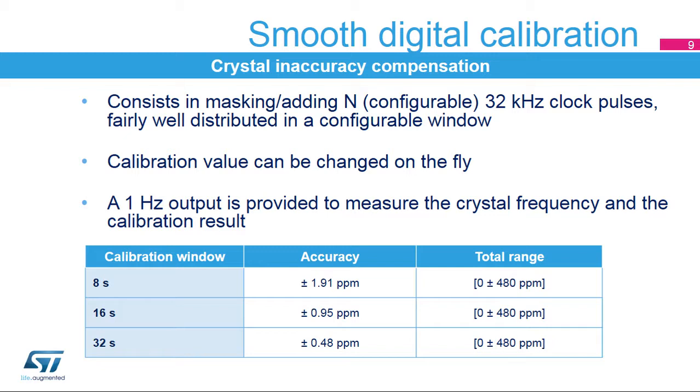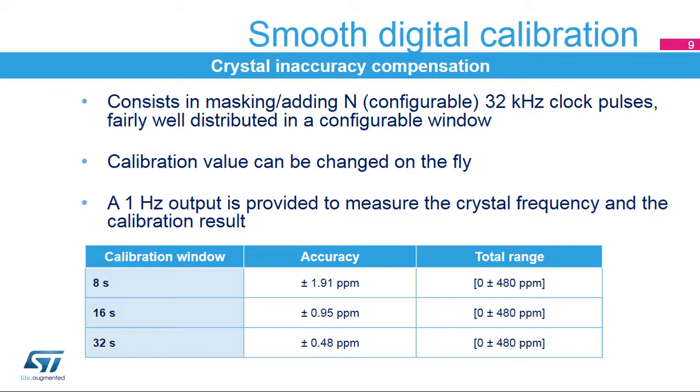The digital calibration is used to compensate crystal inaccuracy and accuracy variations with temperature and aging. It consists in masking or adding a programmable number of RTC clock cycles, fairly well distributed, in a configurable window. The calibration value can be changed on the fly, depending on detected temperature changes, for instance. A 1 Hz calibration output signal is provided to measure the crystal frequency before and after applying the calibration value.